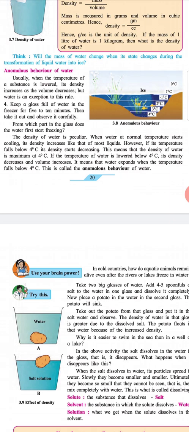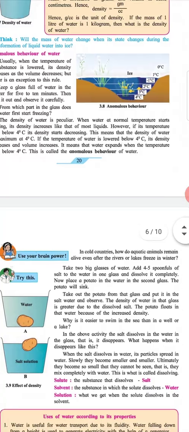The density of water is peculiar. When water at normal temperature starts cooling, its density increases like that of most liquids. However, if its temperature falls below 4 degrees Celsius, its density starts decreasing. This means that the density of water is maximum at 4 degrees Celsius. If the temperature of the water is lowered below 4 degrees Celsius, its density decreases and volume increases. It means that the water expands when the temperature falls below 4 degrees Celsius. This is called the anomalous behavior of water.